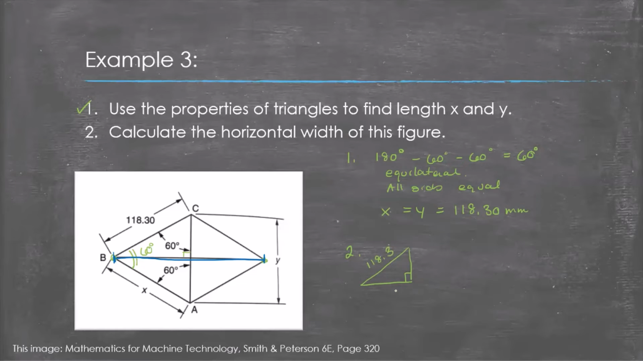And then we need to figure out, well, what is this length? I don't know what it is. To figure out this height, we know the length of y is 118.3. So this piece in here, I can say that's 118.3 divided by 2, which is going to leave us with a height of 59.15. Okay?